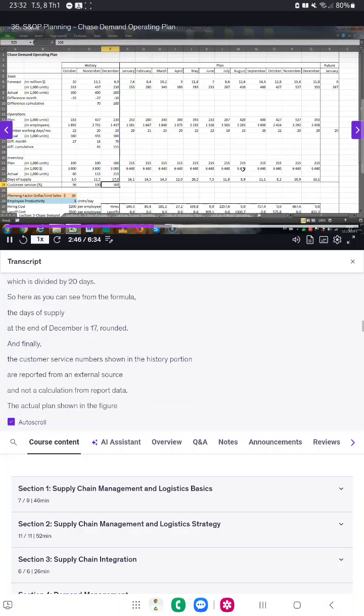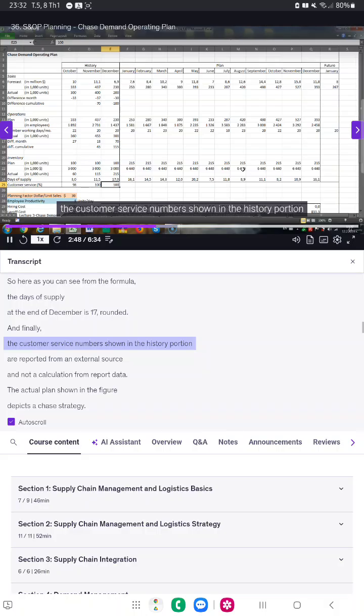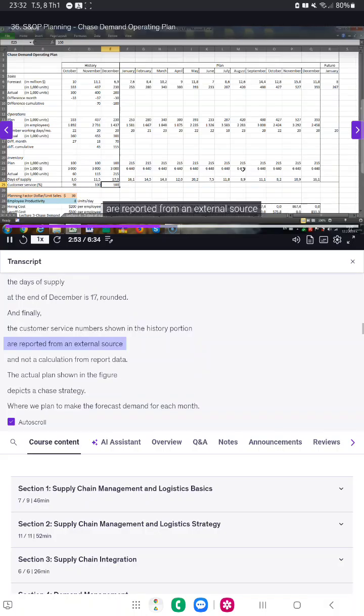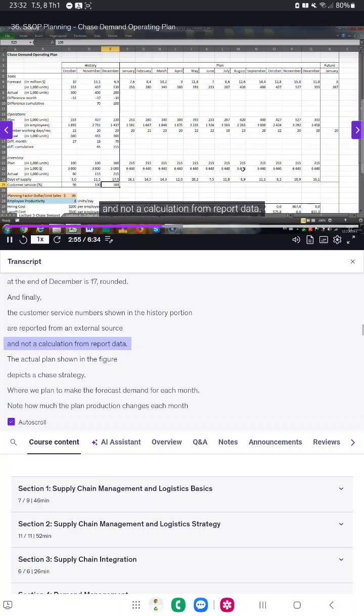And finally, the customer service numbers shown in the history portion are reported from an external source and not a calculation from report data.